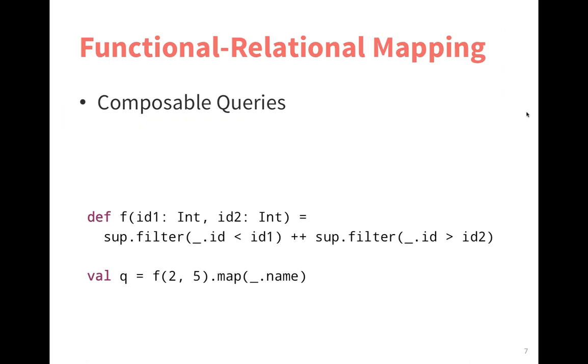Contrast that with Slick. You just write a Scala function for abstracting over your query, like we see here, this function f, which takes two IDs and then just executes or composes the query that we saw on the previous slide. And if you use that in another query, val q equals f of 2, 5, you get a new query, and you can compose that further, like here we're doing a map and project out the name field of whatever we get here out of this query. And in the end, Slick will compose a single query and create a single SQL statement out of that, which can be optimized by the database.